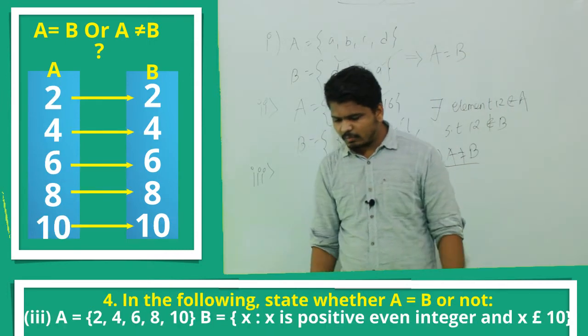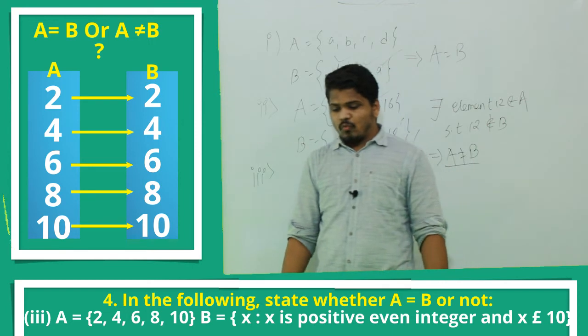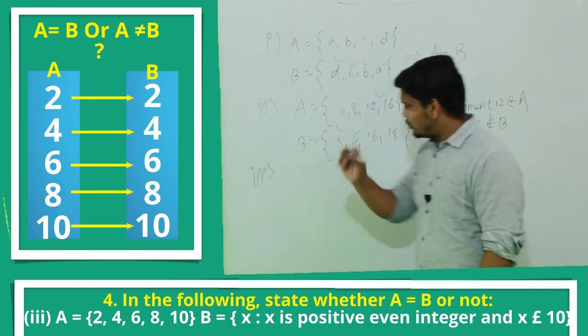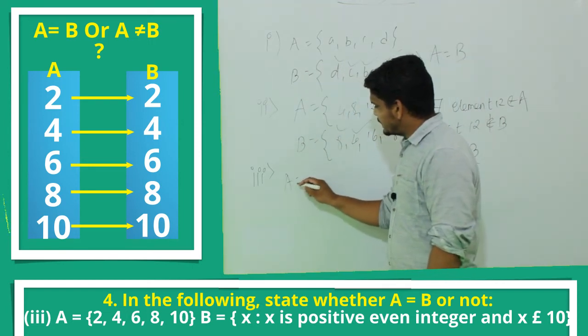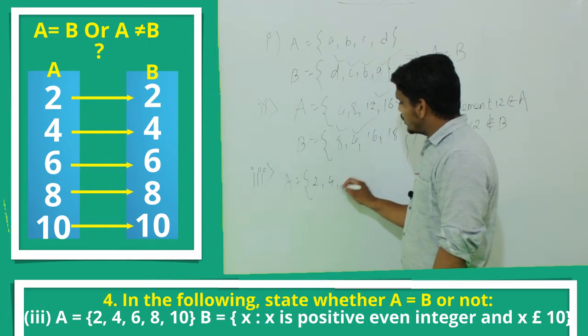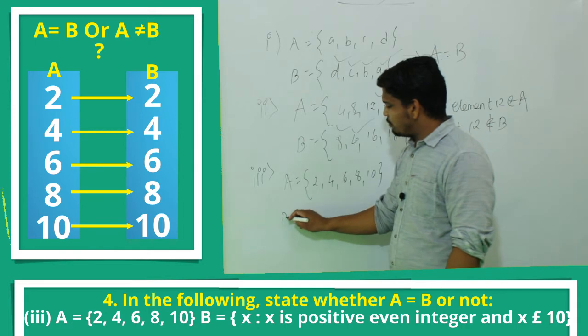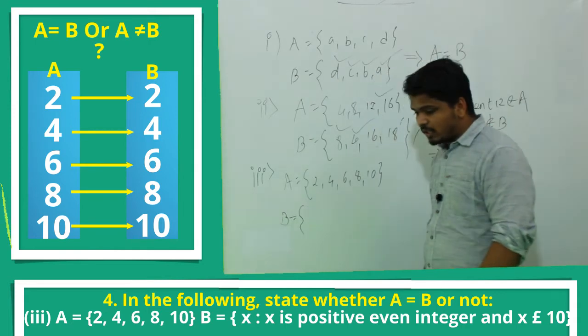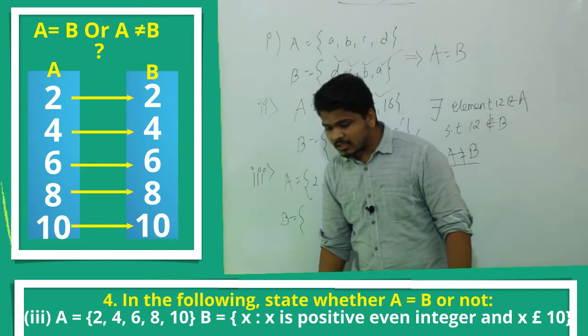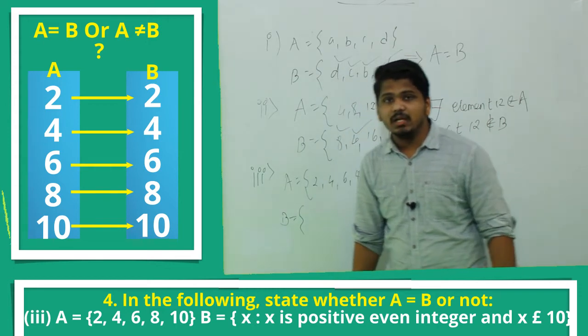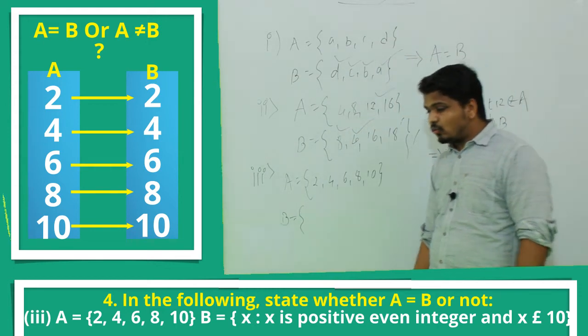Exactly what happens with example number 3. A is here 2, 4, 6, 8, 10. Okay, we have got all elements of A, that are nothing but 2, 4, 6, 8 and 10. Okay, this is A. And what about B? Let's check, what is B?